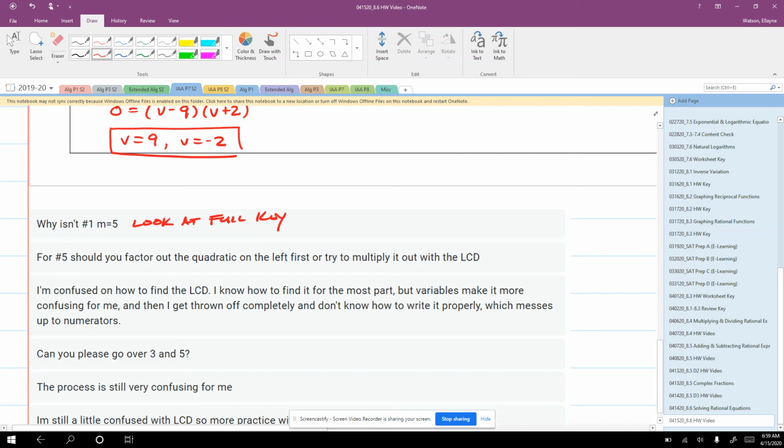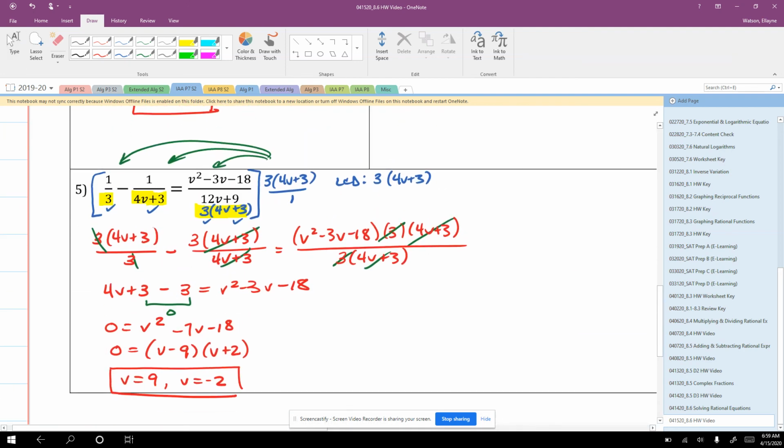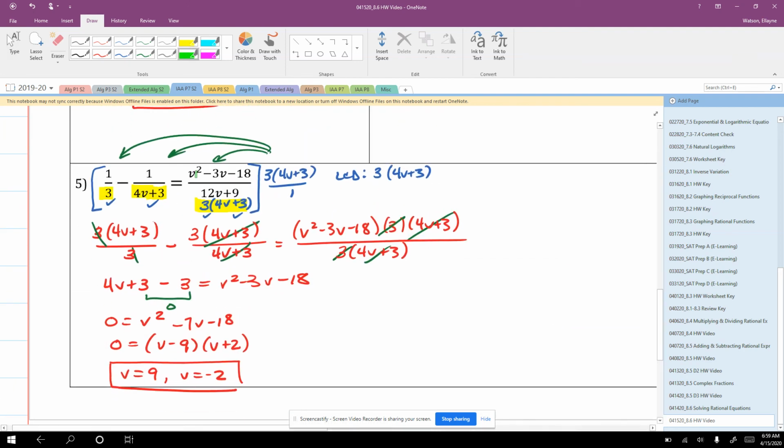All right, for number 5, should you factor out the quadratic on the left first or try to multiply it out with the LCD? I'm guessing you mean the quadratic on the right. You don't need to factor out the numerator. You see what I did here? If you're asking about this part right here, I did not factor that out. I didn't need to. You really only need to worry about factoring the denominator to start with, and then potentially later factor it out.